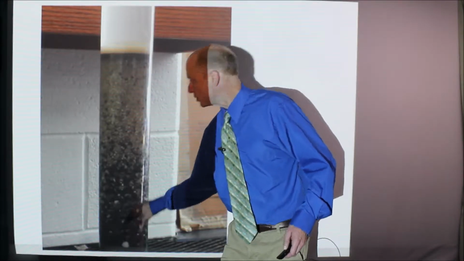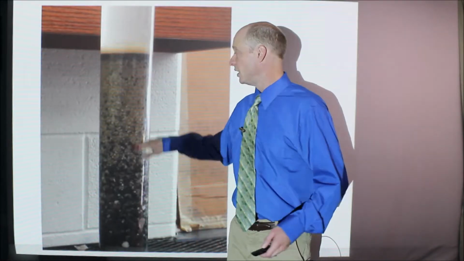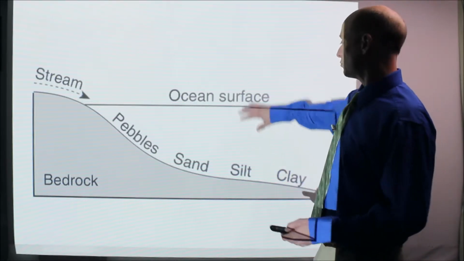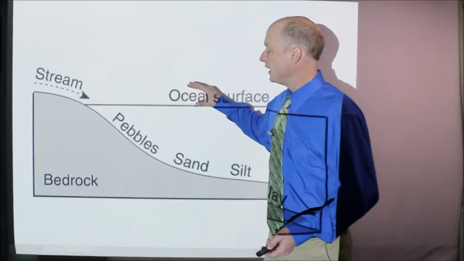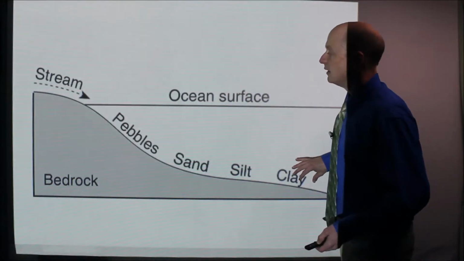So you have larger to smaller, and that's because the larger particles will settle through water faster than the smaller particles. Okay, that's important. So another way that they show it is the stream ocean surface. They're just showing it here with the terms. They have pebbles here, sand, silt, and clay.